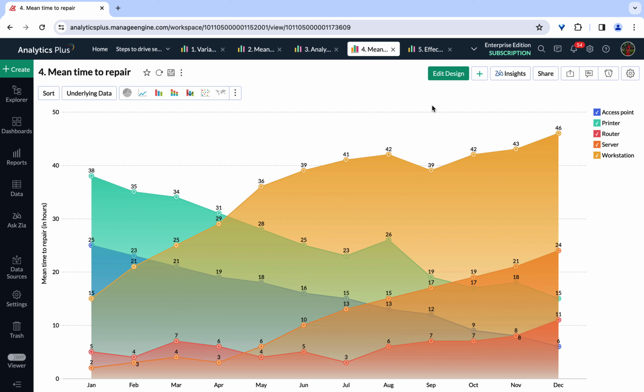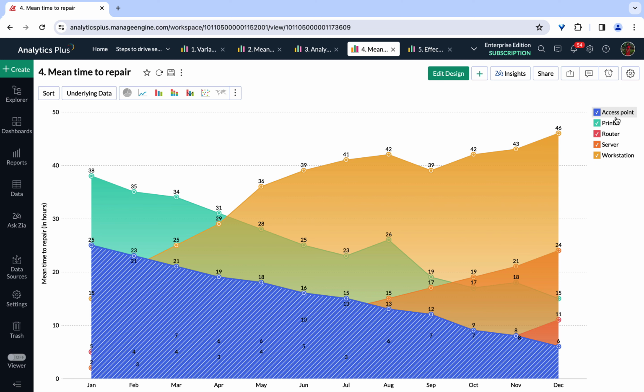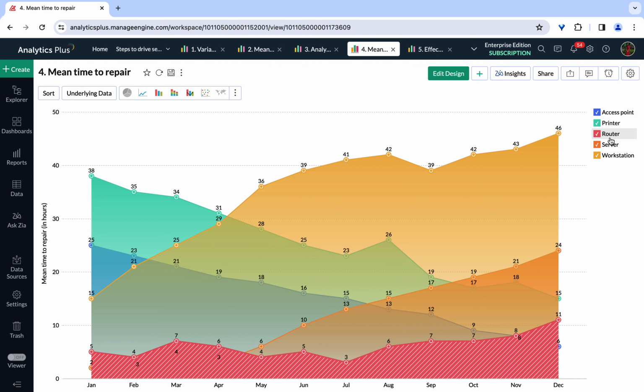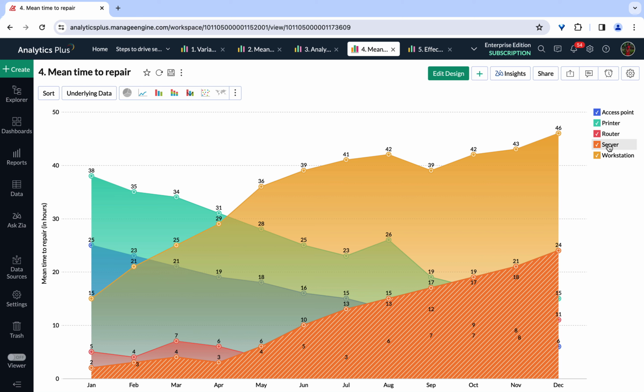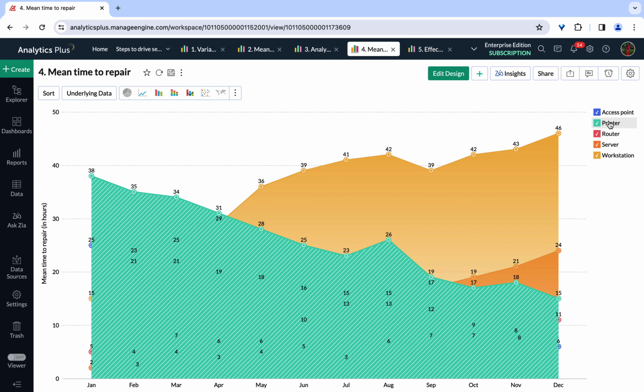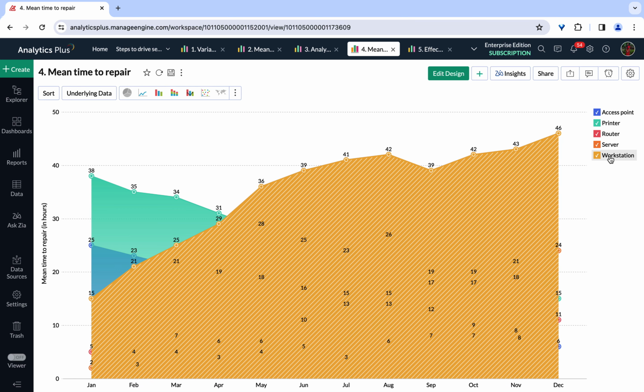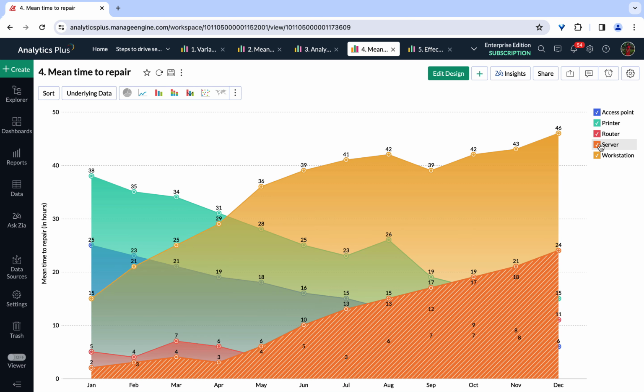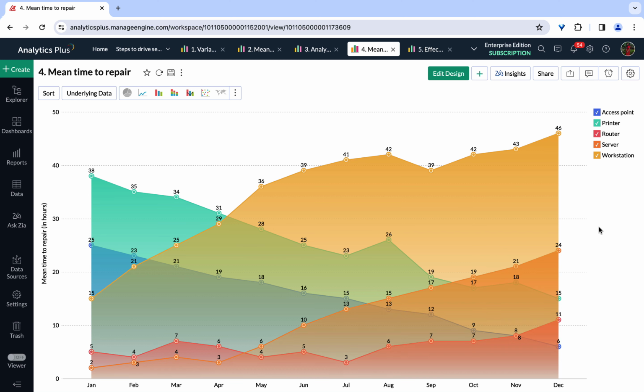So by visualizing the time taken to resolve incidents across each asset category, IT managers can uncover critical trends in incident resolutions. For instance, while the time taken to resolve incidents across certain categories have decreased over the year, workstations and also servers display an increasing trend, indicating an underlying inefficiency in addressing these issues. IT managers can use this analysis to drive optimization efforts that bring down overall resolution times, targeting these particular pain points.